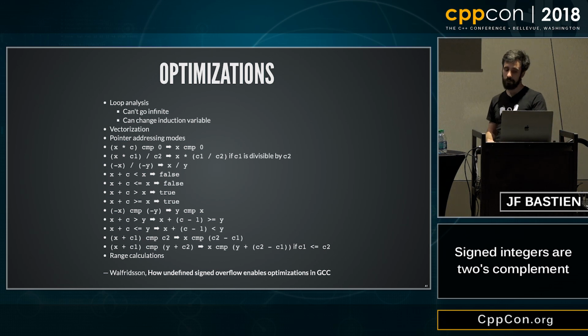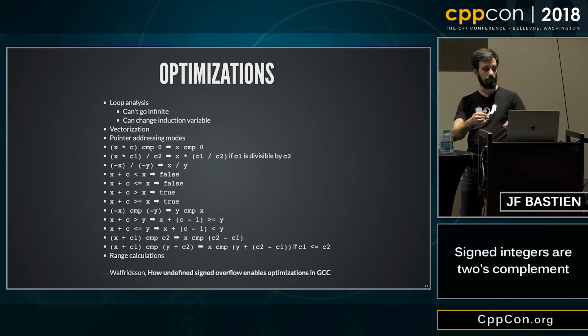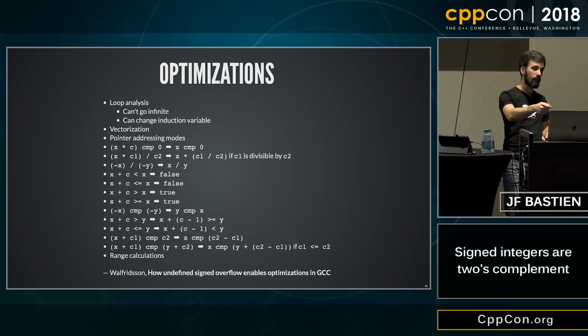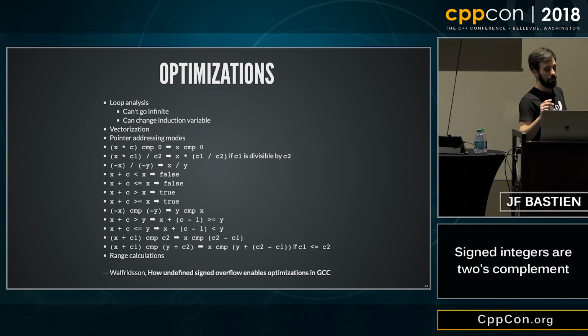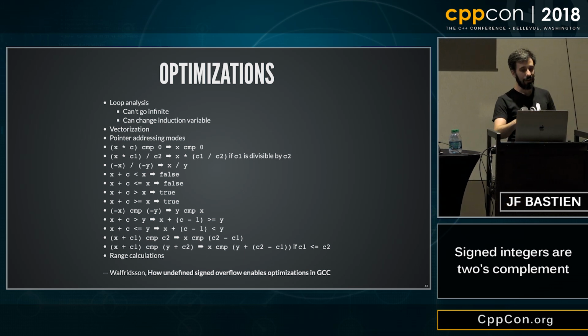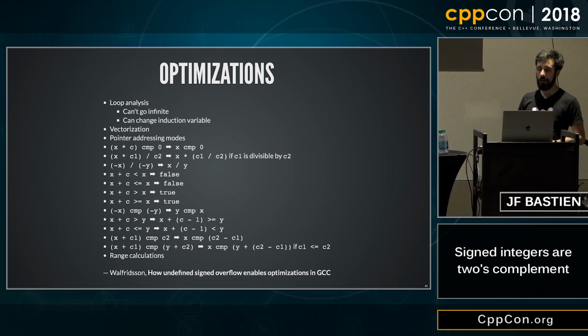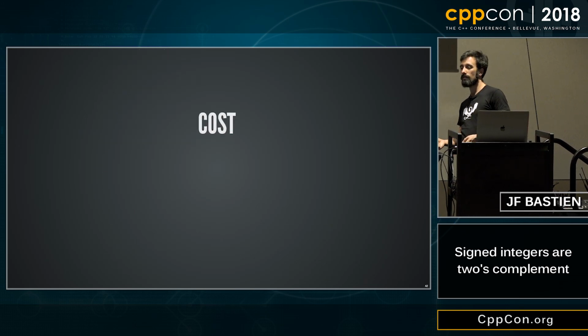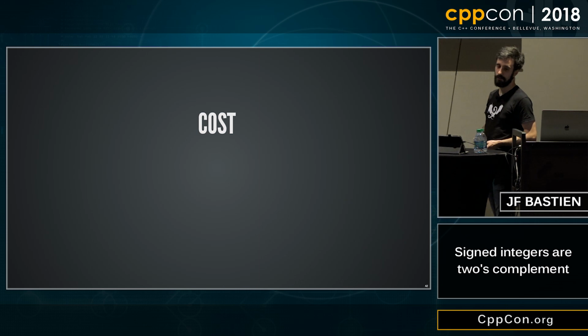And if you go read the blog post, it really explains in detail what each of those transforms means, right? But this is, at the time, all the things that GCC relied on to say, well, if signed overflow is undefined, I can do these things, right? Now, individually, they don't really seem like much, but there's a cost associated with not allowing those optimizations.